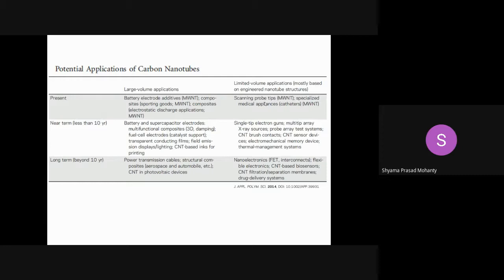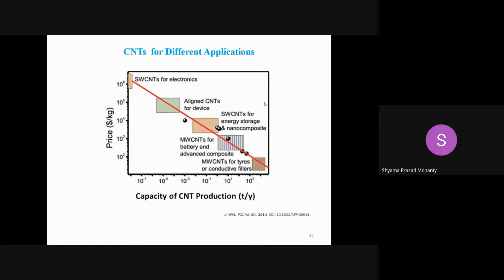Then if we think, let's say about 2020, 2030 or beyond that, we can find their applications in power transmission cables, in nanoelectronics. Even though they are also being utilized in nanoelectronics or others, their utilization will be growing day by day.